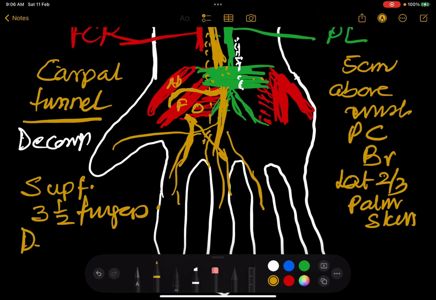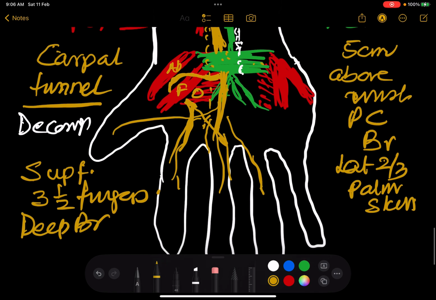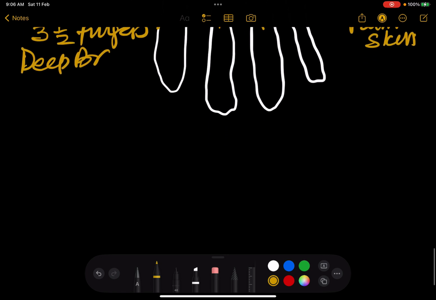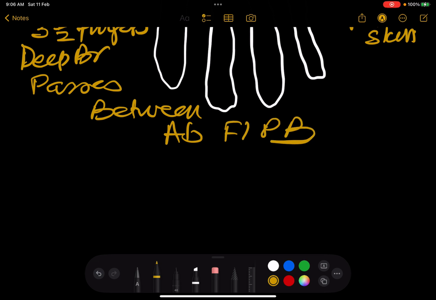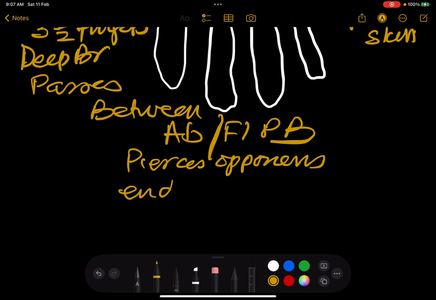So then there is a deep branch which passes between abductor and flexor pollicis brevis, pierces and supplies the opponens pollicis, and ends in lumbrical 1 and 2.